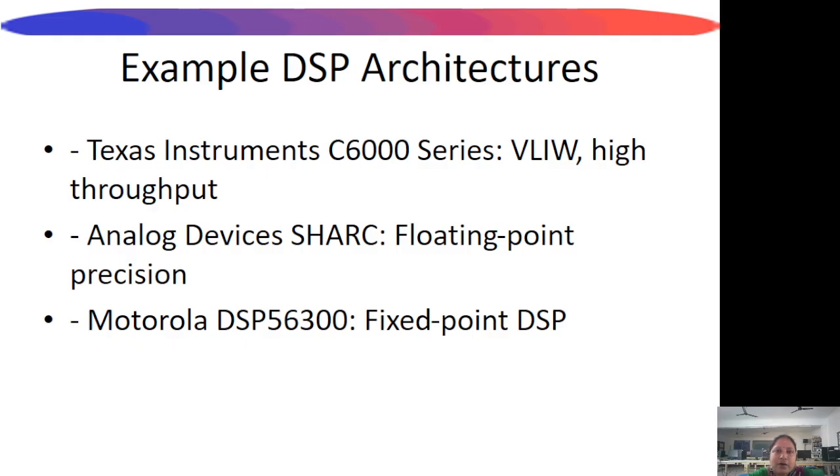Each DSP architecture is optimized for specific requirements. Choice of DSP depends on application. Its factors include precision, speed, and power consumption. These examples show diversity in DSP designs. Understanding these architectures helps in system selection. They illustrate real-world DSP implementation.